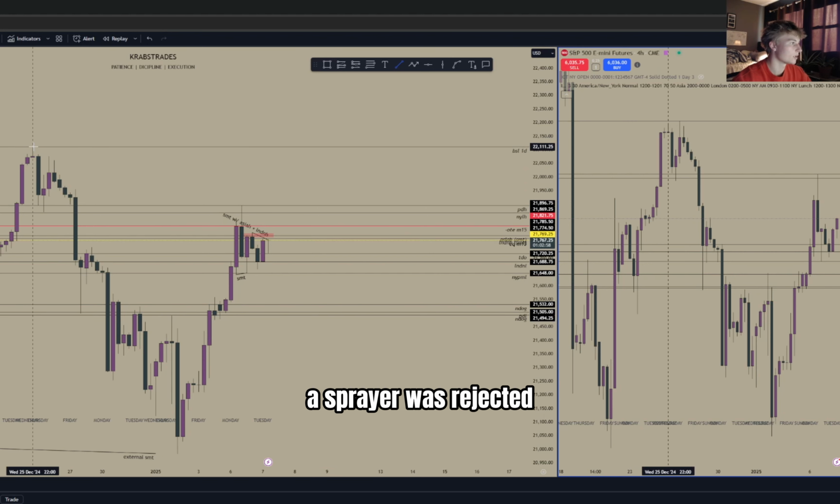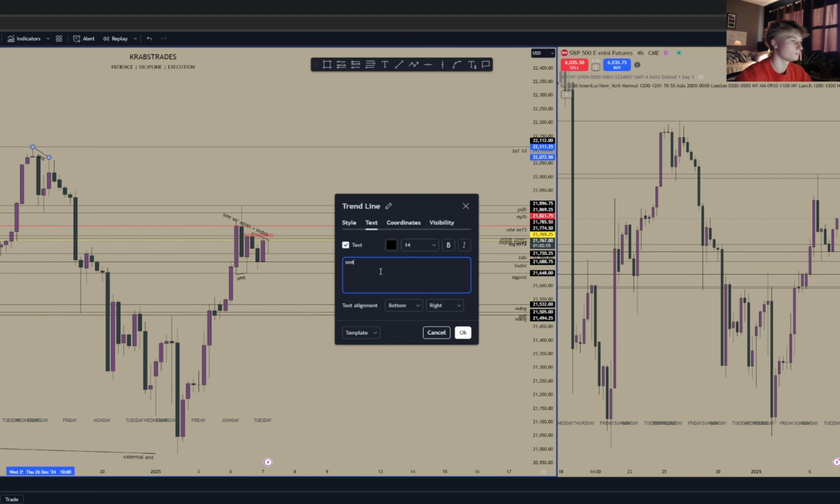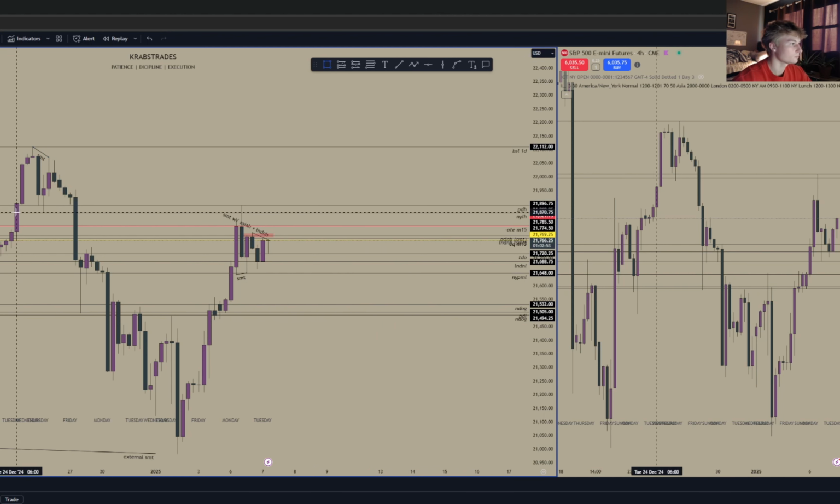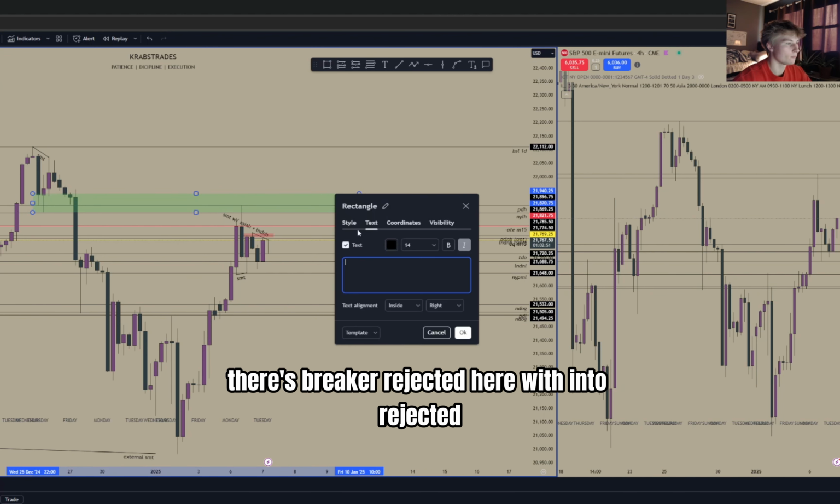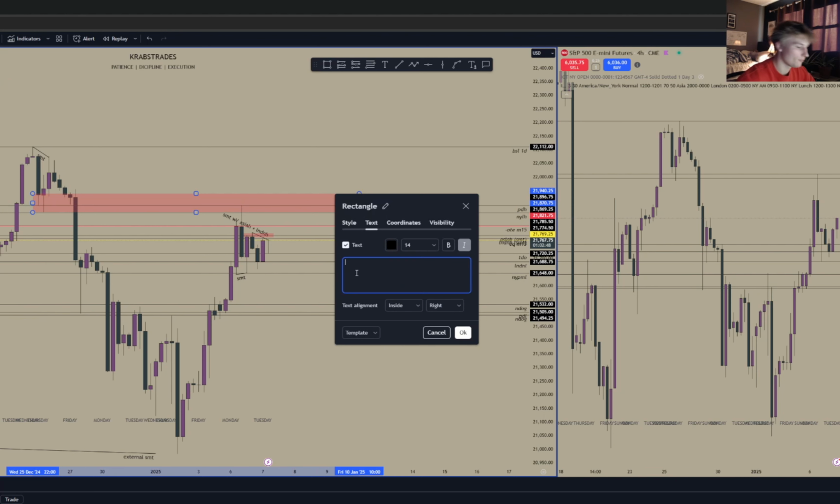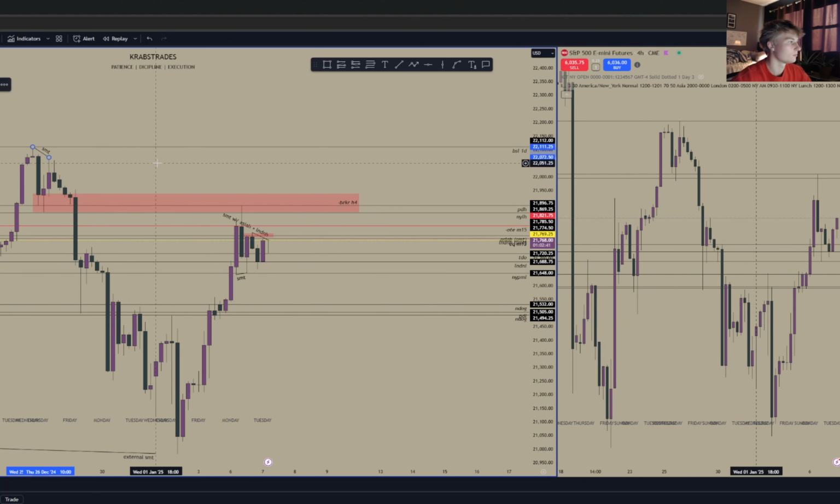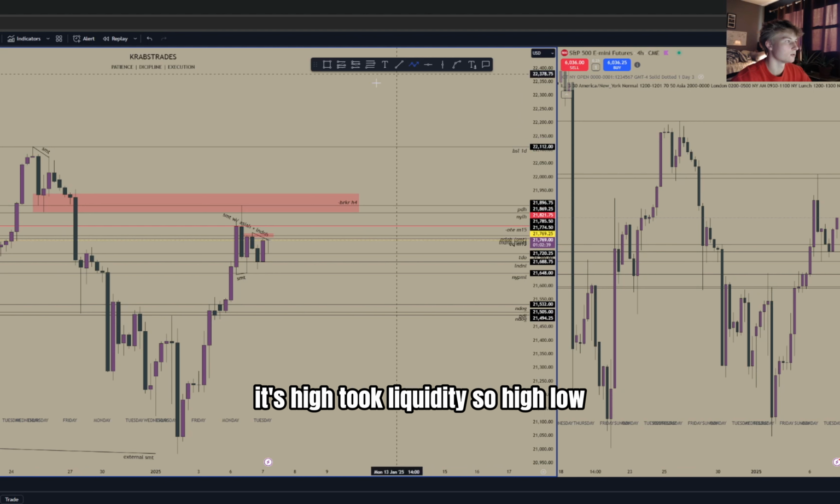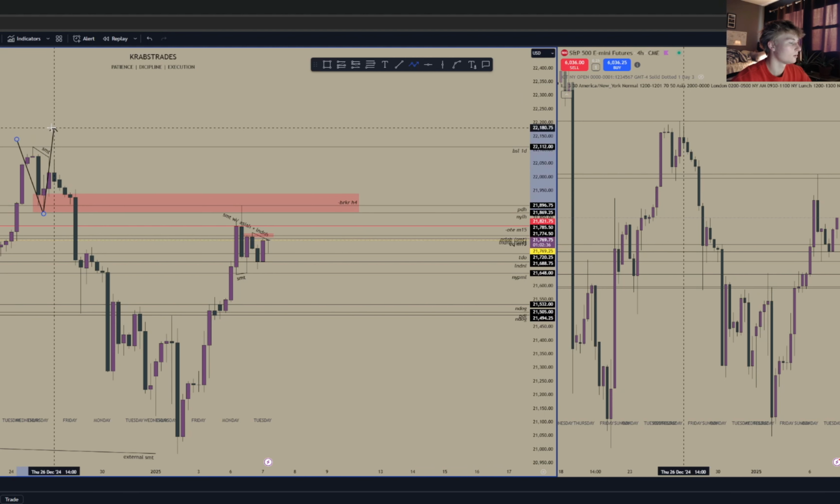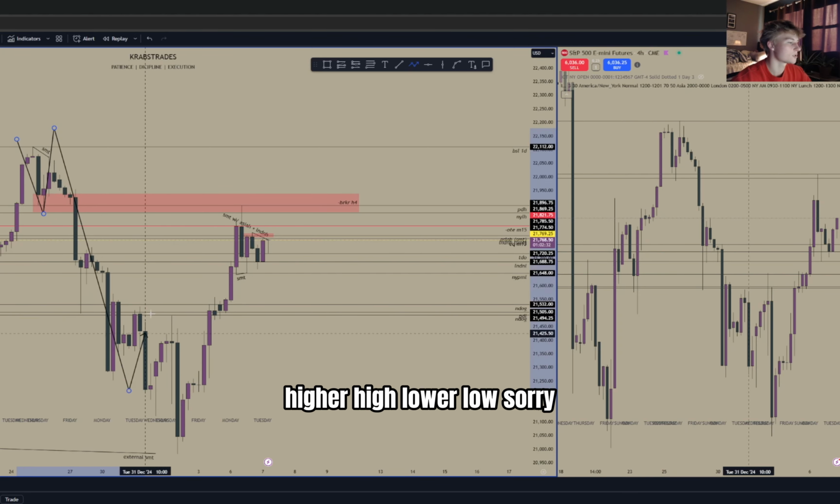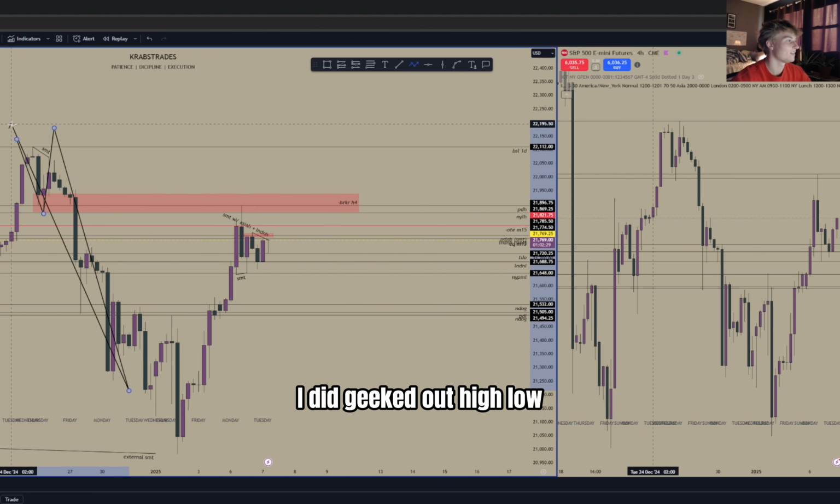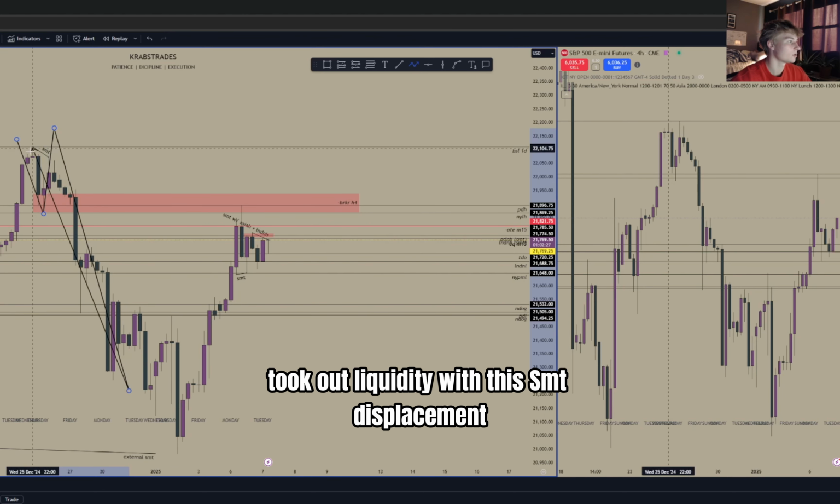This breaker was rejected. Bearish breaker rejected here, wicked into, rejected. SMT breaker on the 4 hour. So this high took liquidity, so high, low, higher high, lower low. Sorry, I just geeked out. High, low, higher high took out liquidity with this SMT displacement.